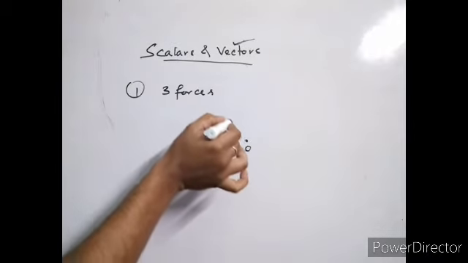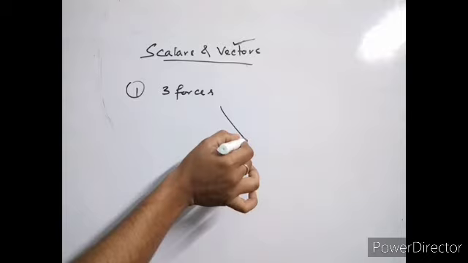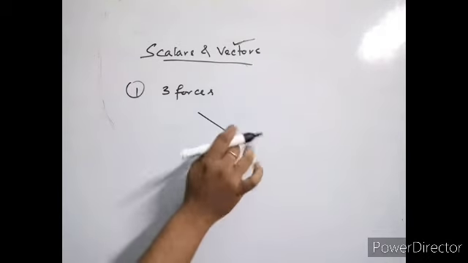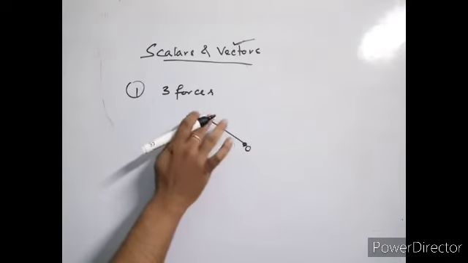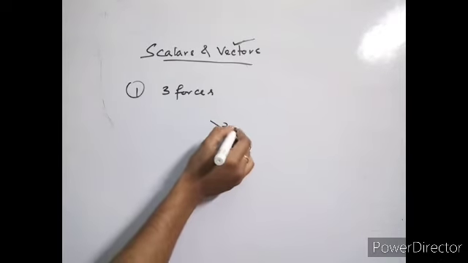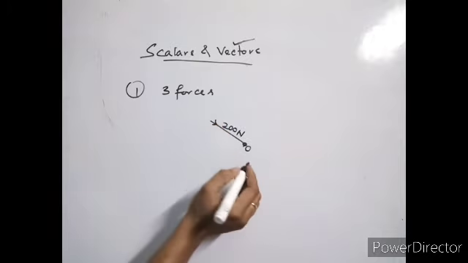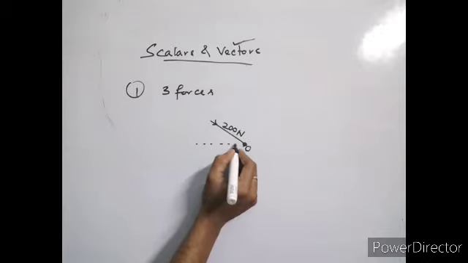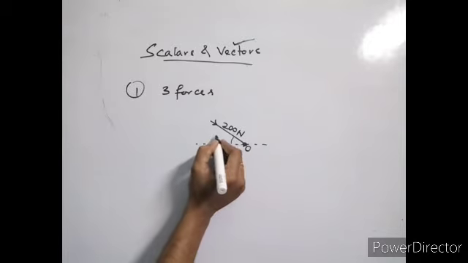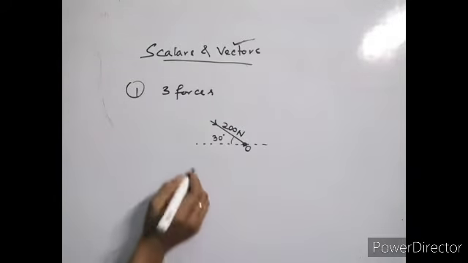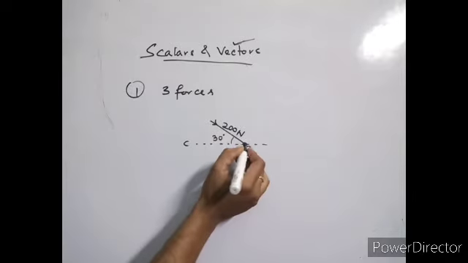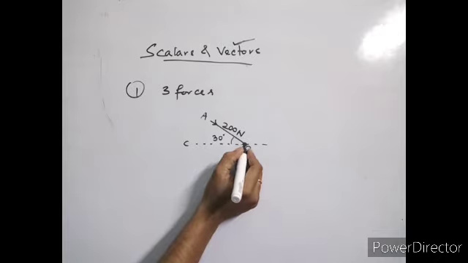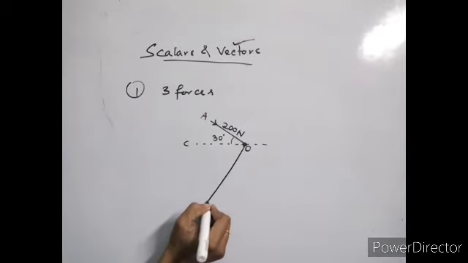Let the point be O. So one of those forces is, suppose, 200 Newton acting at the point O, and it is acting at an angle with respect to a horizontal line passing through the point O, and that angle is 30 degrees. Then the horizontal line represented by CO and the initial point of the vector at A.